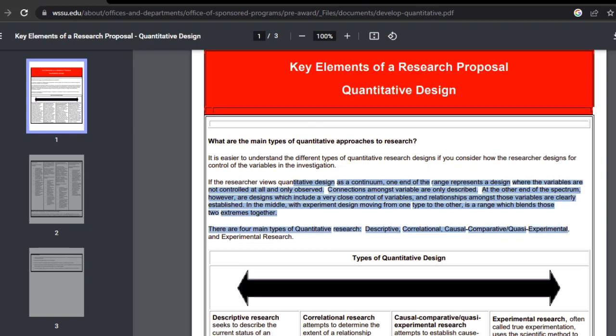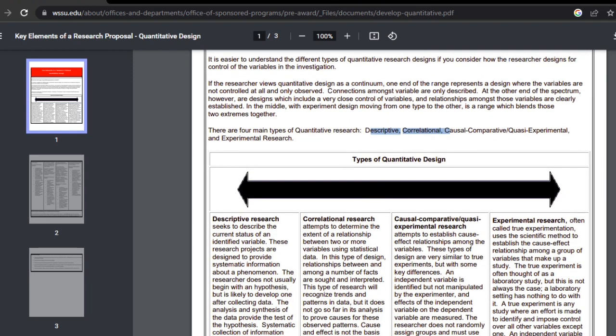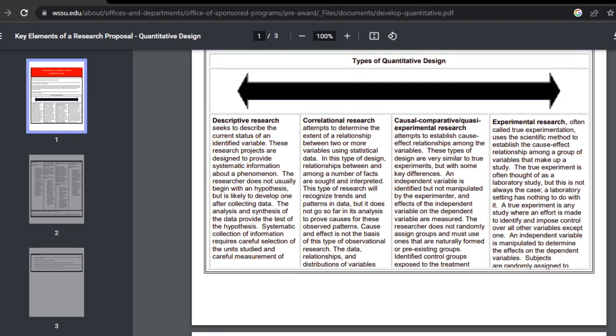There are four main types of quantitative research, that is descriptive, correlational, causal comparative, and experimental research. First of all, we'll discuss what descriptive research is. Descriptive research seeks to describe the current status of an identified variable. These research projects are designed to provide systematic information about a phenomenon.